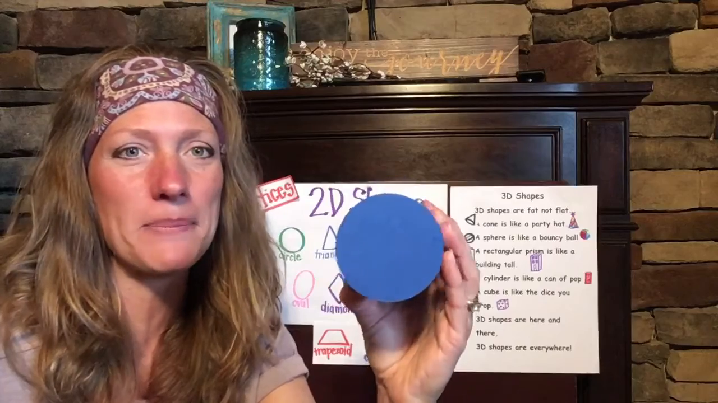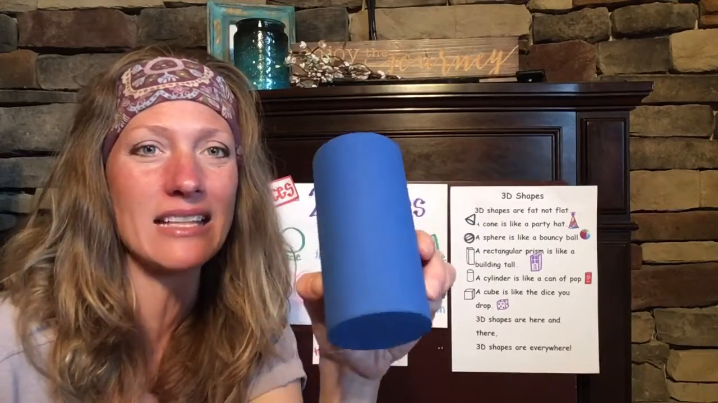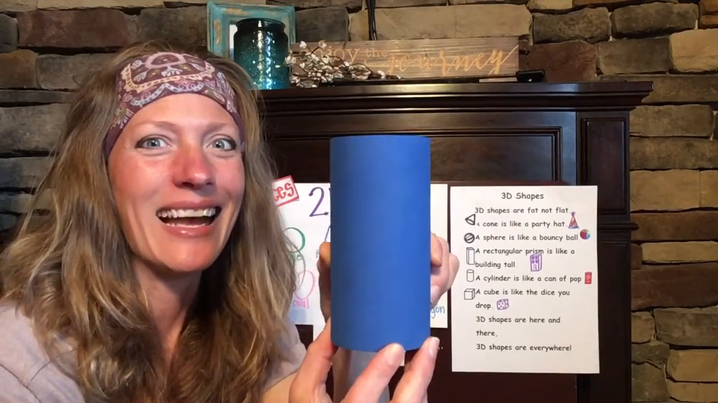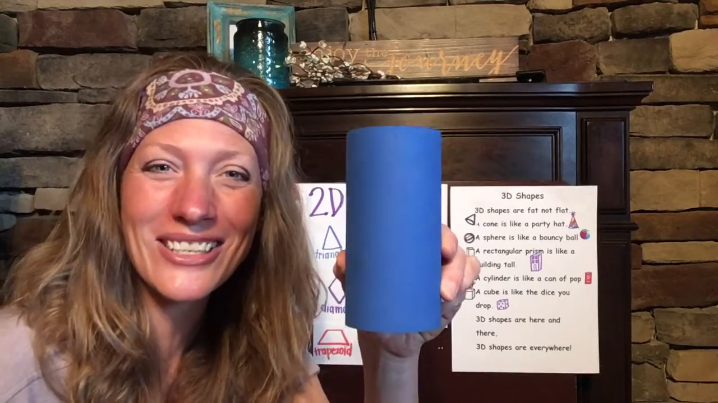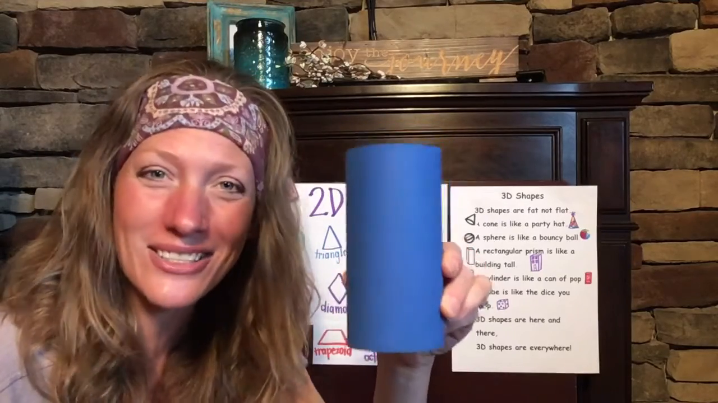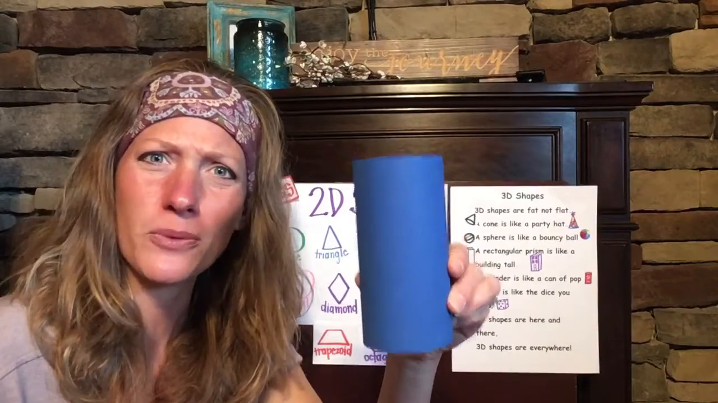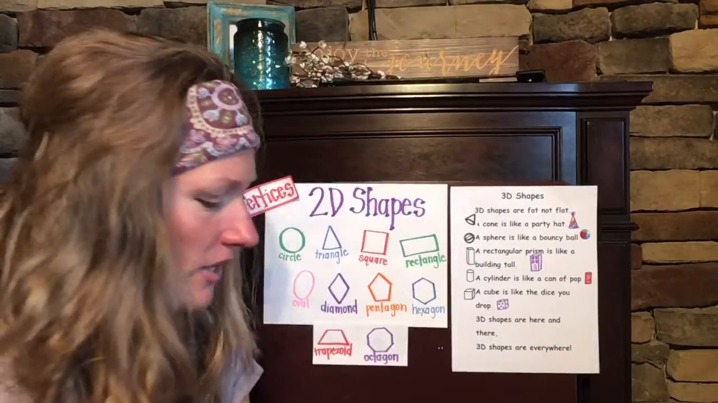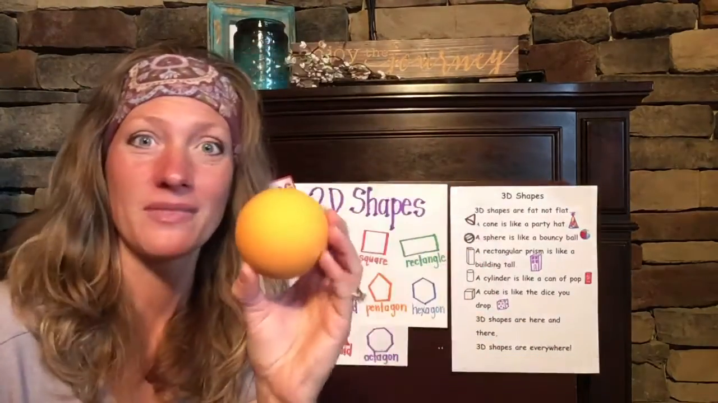Do you know what shape this is? This is a 3D shape. It's got a circle on the ends. It's called a cylinder. Good job. A cylinder. Looks like a can of soup or a can of pop, huh? Okay, we've got 2 more.